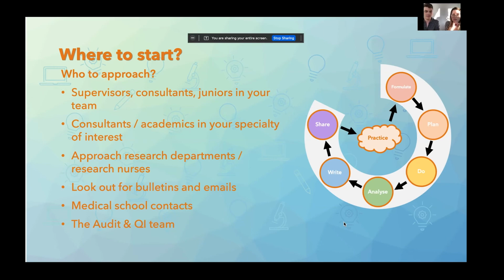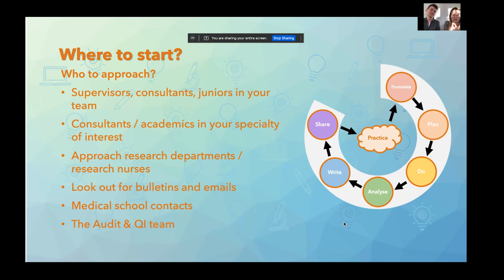So the other people involved, not just consultants, there are also whole teams of research nurses. The audit and QI team we've spoken about are really good people to contact. Look out for bulletins and emails from the universities or from the trusts. Quite often they'll be looking for people to get involved with things, or even things like data collection. So have a look out for those bulletins, and actually read them. I know it's tempting to junk them, but actually read through them.